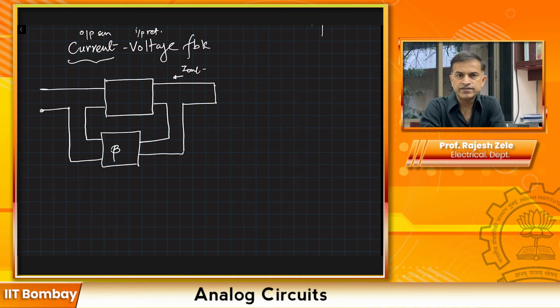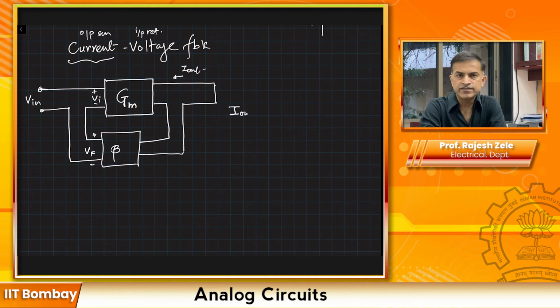Since I am returning input voltage, this return voltage will be VF feedback, and this is V in, this is plus minus VI. Now if you look at the original amplifier, we have input voltage and we have output current. Immediately you can tell this is a trans conductance amplifier, GM.